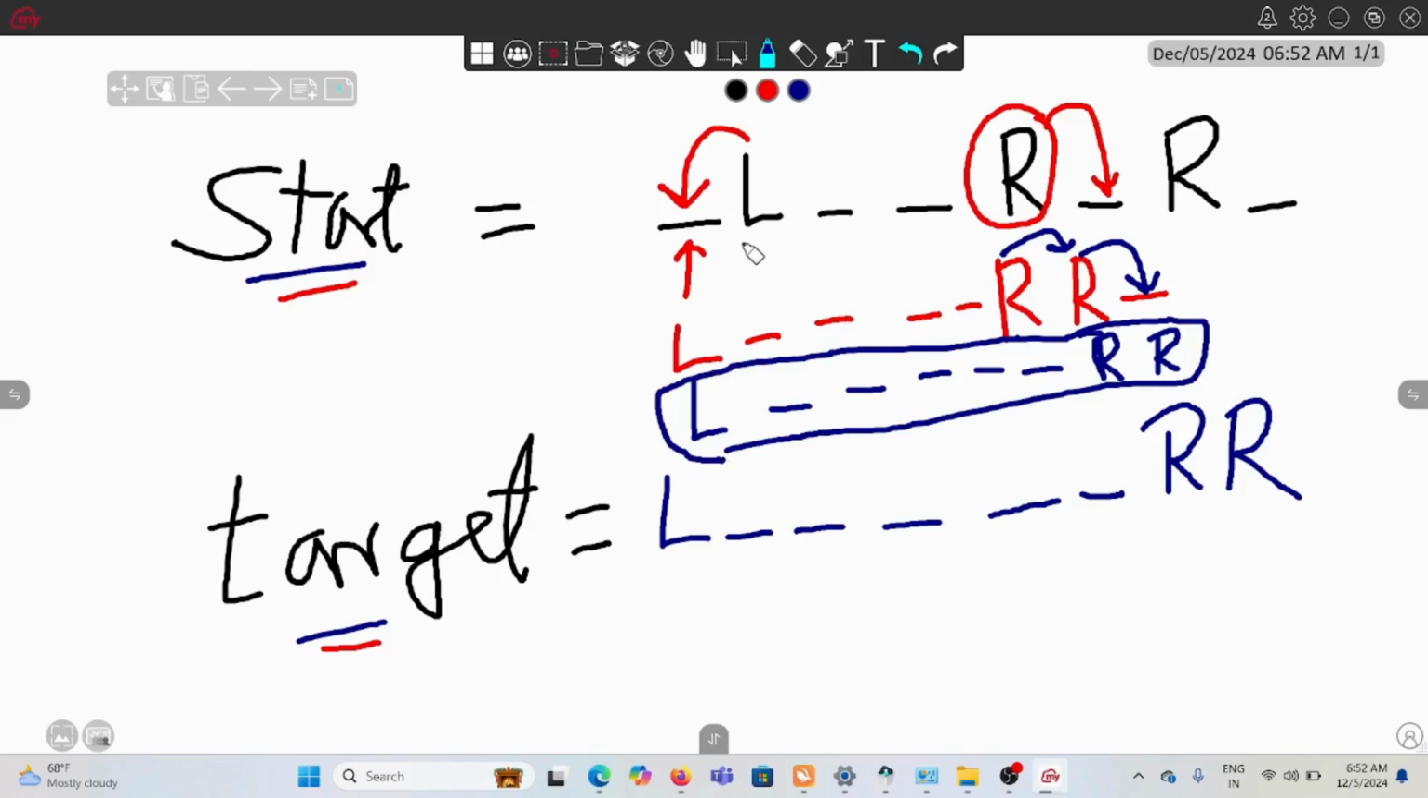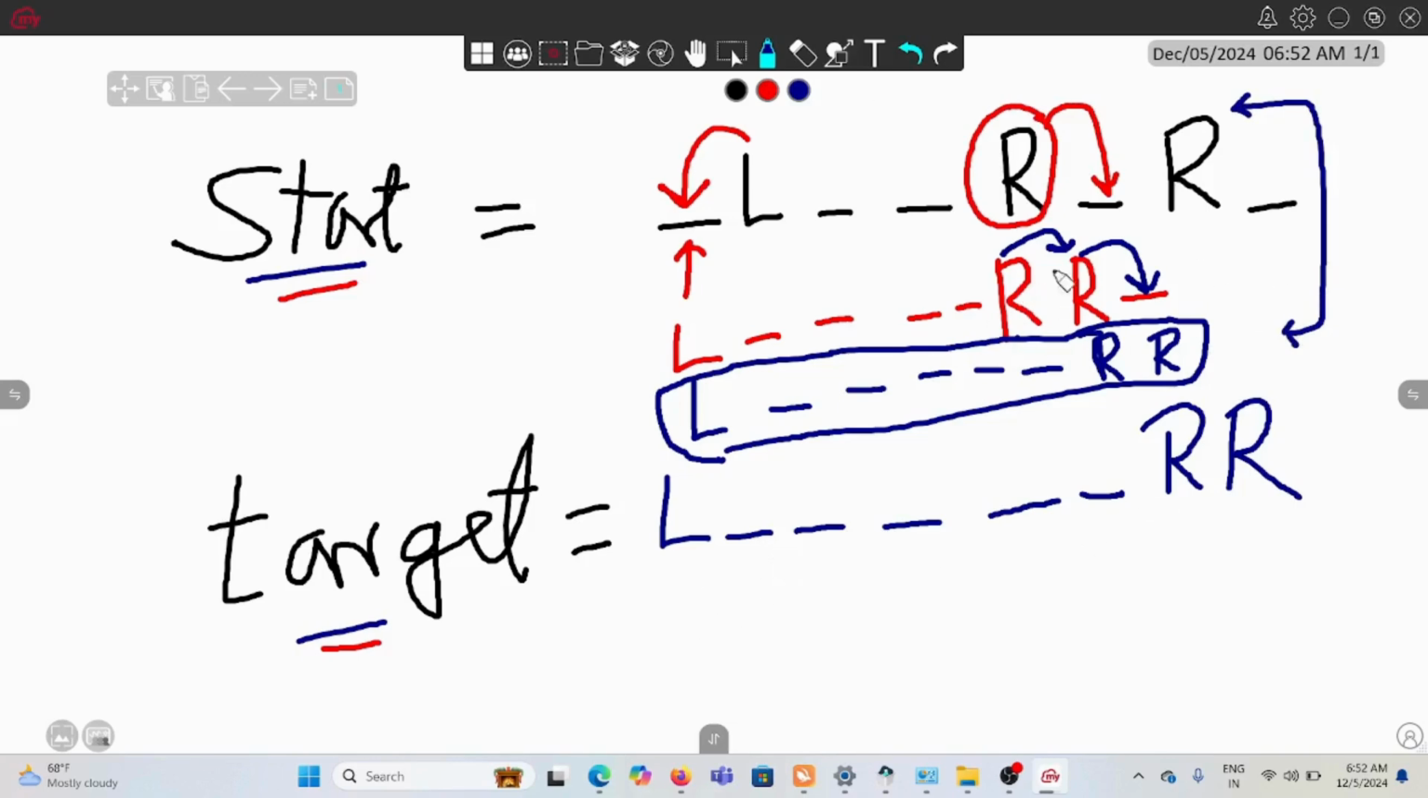Remember that L can move only to the left, and only when there is an underscore to the left side of it. Similarly, R can move only to the right if there is an underscore to the right side of it. This is what we have to do. Now the next thing is how to do this. So we'll think about this.